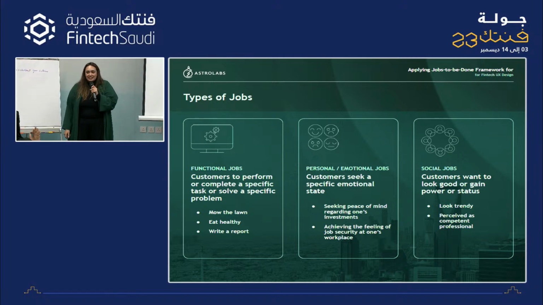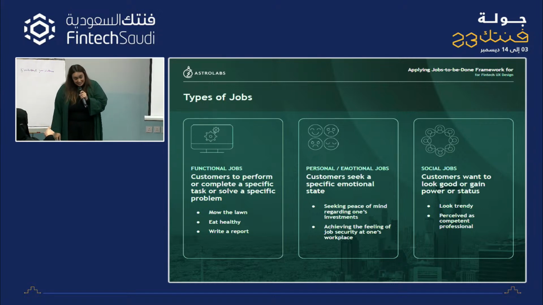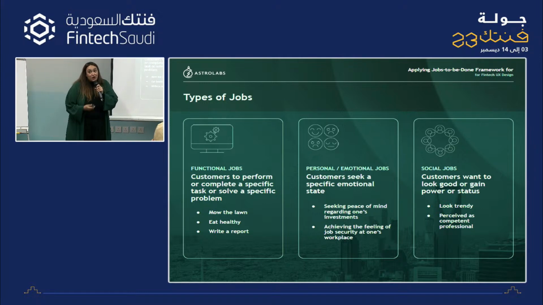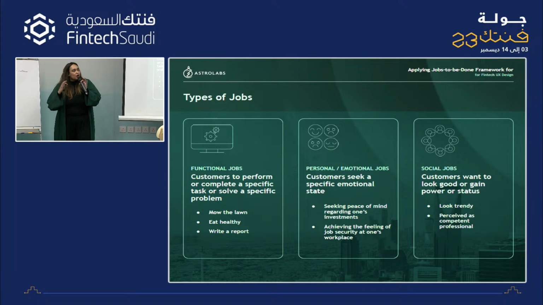What else? What do you think? Huh? Right. 100%. Exactly. So that's a great example. Saving is emotional, yes. Is it emotional or is it functional? Or is it social, or is it all three? Exactly. So you can see how complicated it can get.